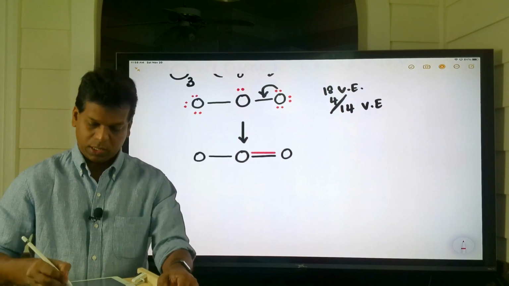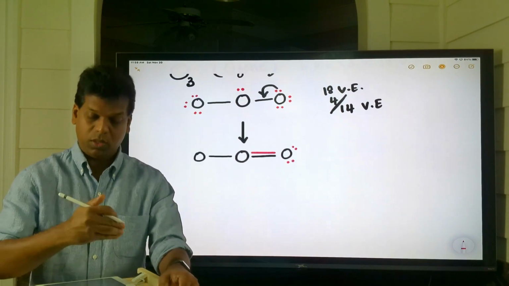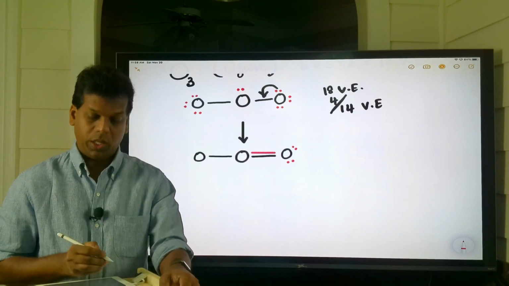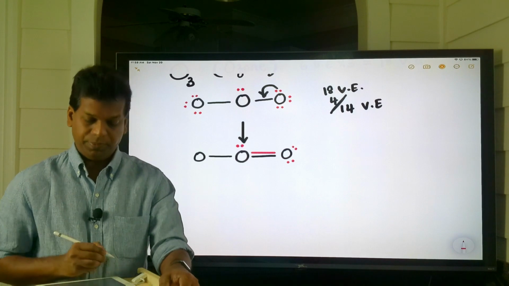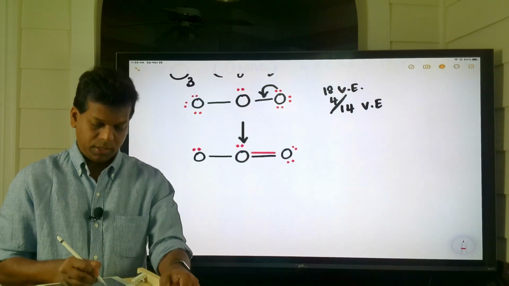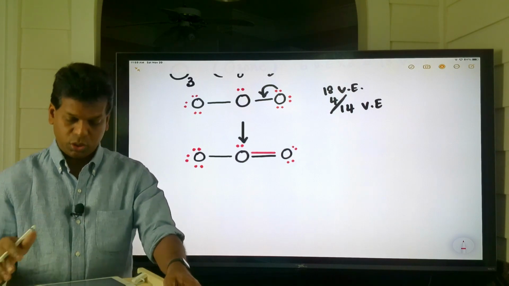So now let's look at the electron distribution. This has 2 pairs now because we donated 1, we shared 1 with the central oxygen. There was a lone pair here, and there are 3 lone pairs on this oxygen. So now let's calculate the formal charges just to make sure.